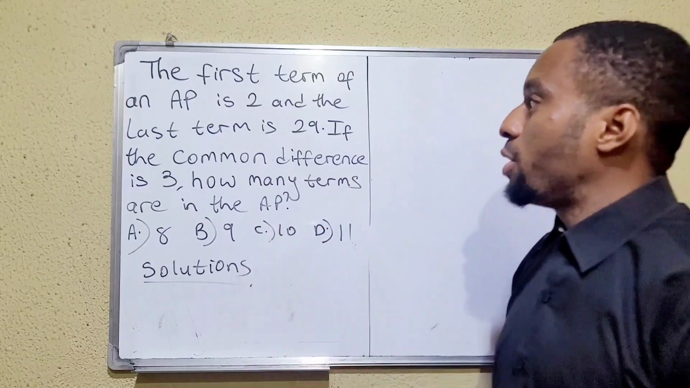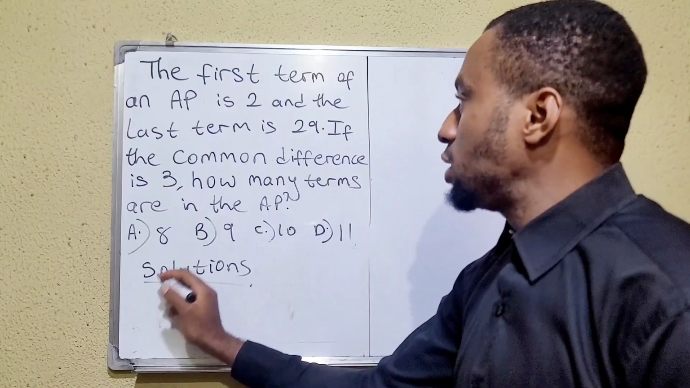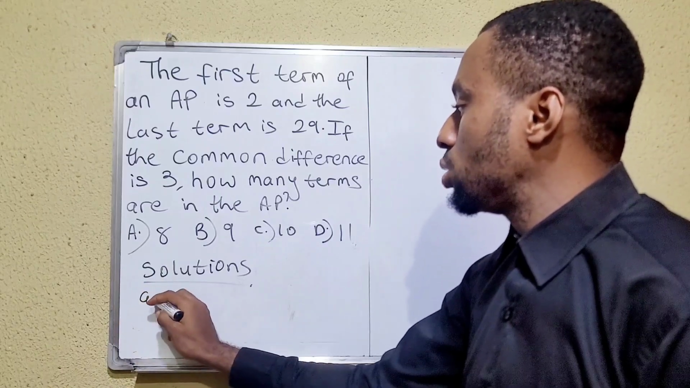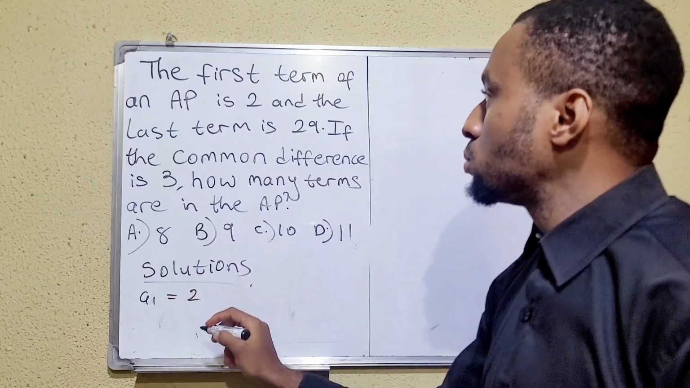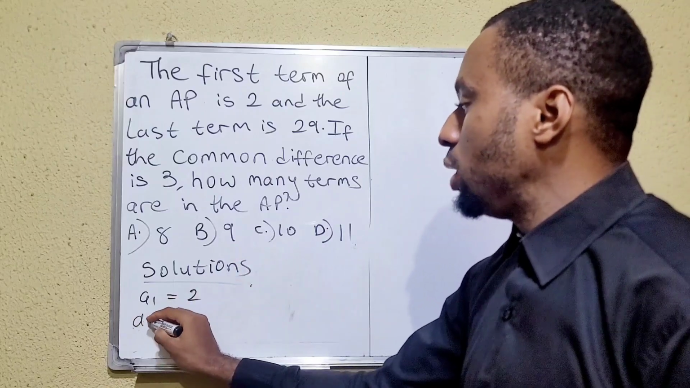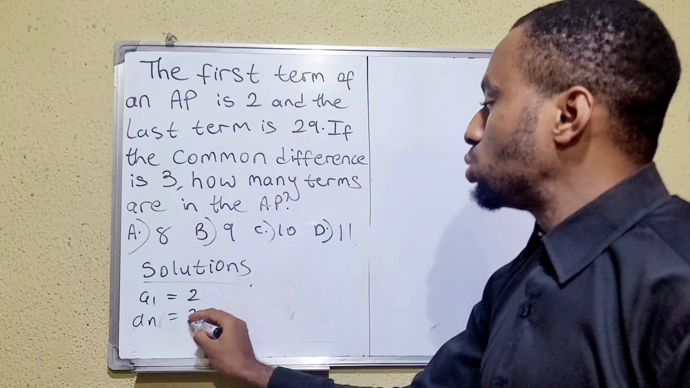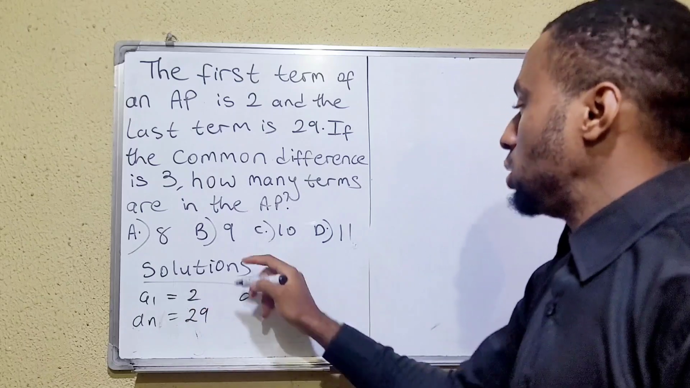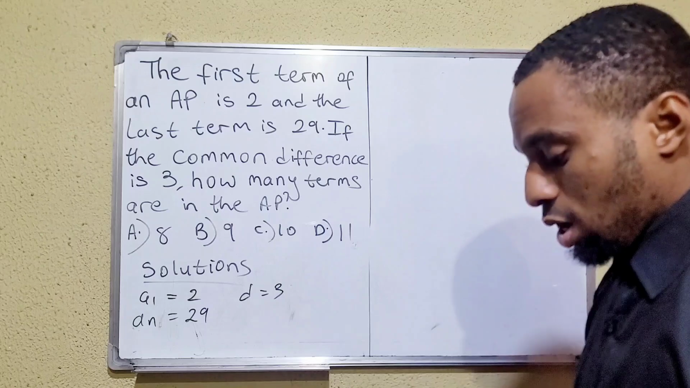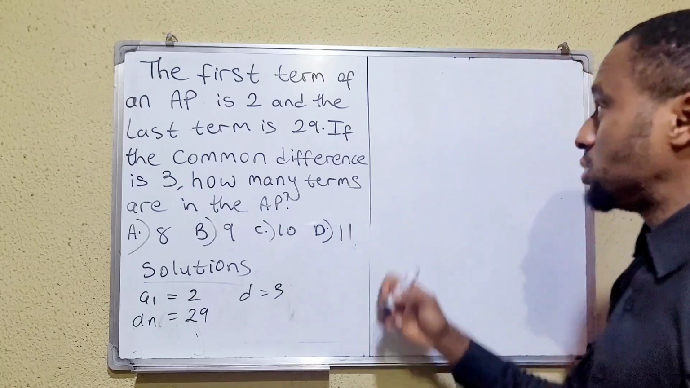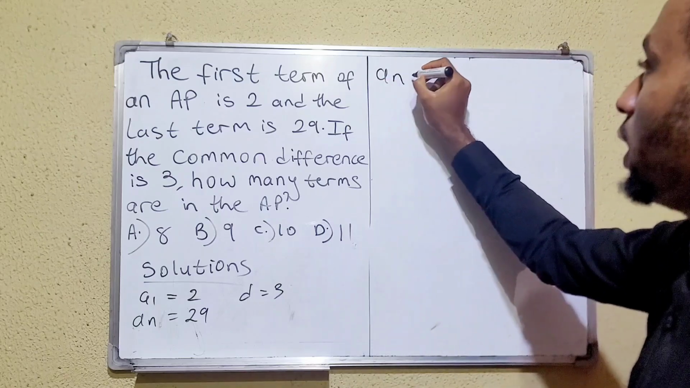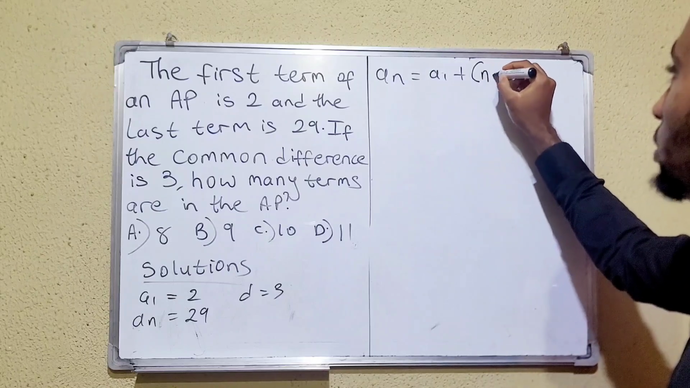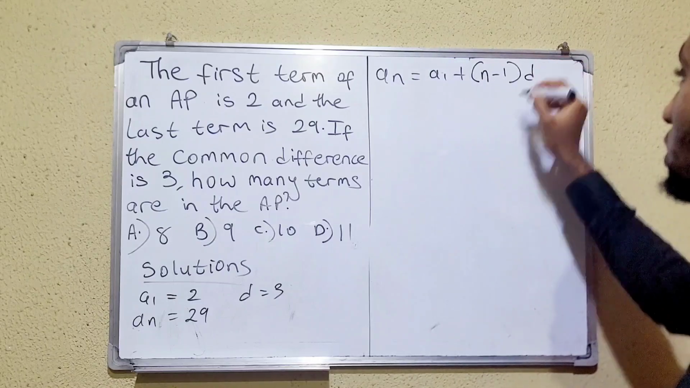So writing out our parameters, the first term, we are going to use it as A1, which is equal to 2. The last term is going to be AN, equal to 29, and the common difference is 3. Now, what formula can we use to solve this? It is simple. AN is equal to A1 plus the bracket N minus 1 close the bracket D.